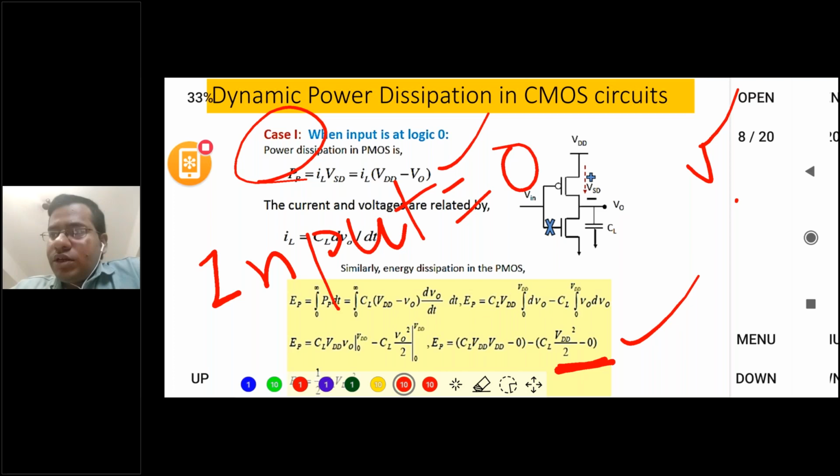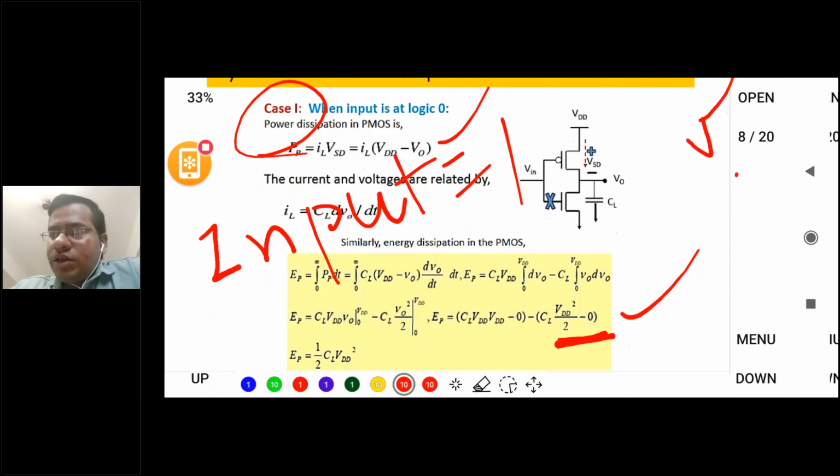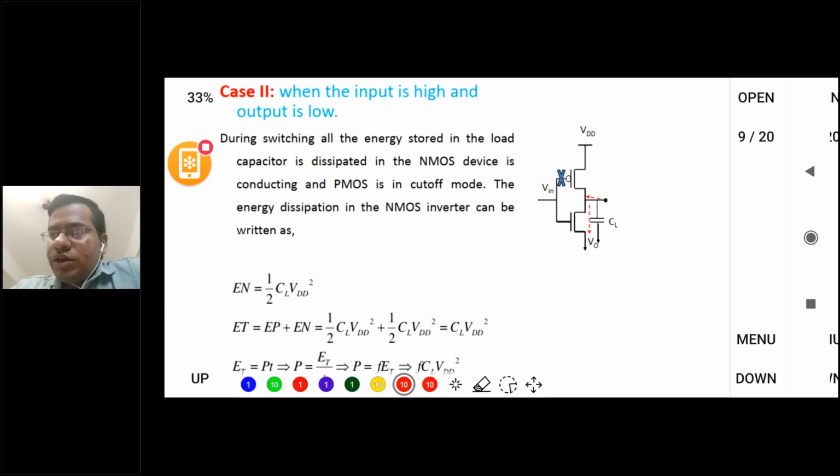Now we also focus on another state. If my input logic is changed, suppose my input logic is 1, what are the changes in the formula? Just observe this equation. Now we go for case 2. In case 2, I assume that my input logic is 1. Here it is already written, when the input logic is high, of course my output is 0. This is the inverter circuit.